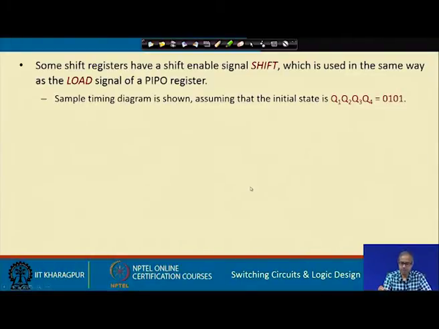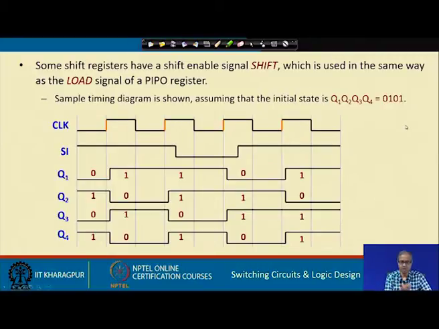Now, for the flip flop circuit that we have shown earlier, I am showing a so-called timing diagram. For sequential circuits, this timing diagram is very important to understand how things work. Here I am showing the timing diagram of a 4-bit register, as in the diagram you saw earlier, where I have assumed that the initial state of the register is 0 1 0 1.